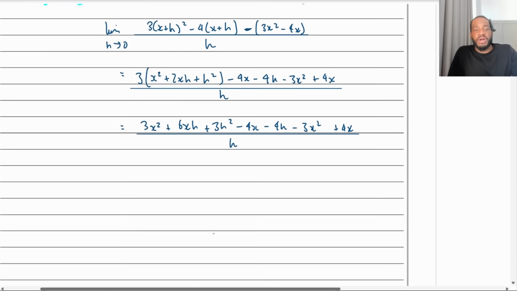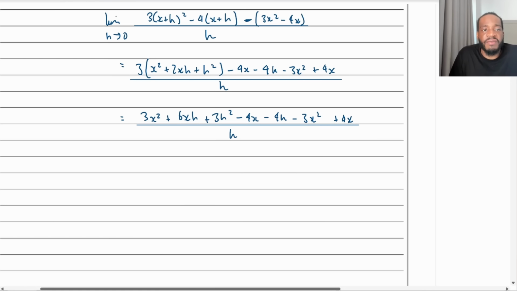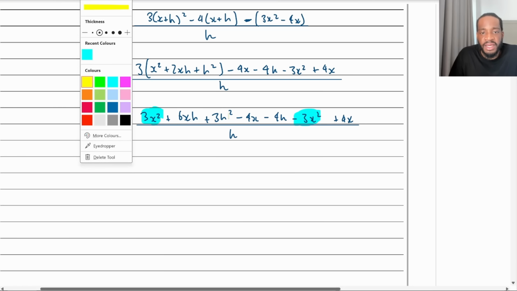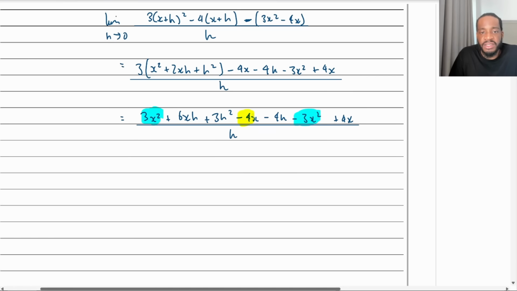Okay, so what cancels out? So what do I have here? I've got a 3x squared. I've got a 3x squared. And I've got a minus 3x squared. Those go. What else do I have? I've got a minus 4x, and I've got a 4x here. Those cancel. Is that the only thing that cancels? I think so. Yeah. So now I'm going to say cancel, cancel, cancel, cancel.